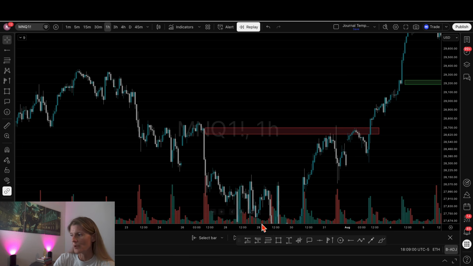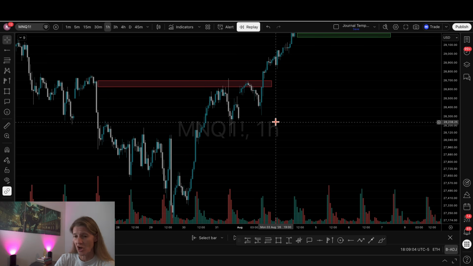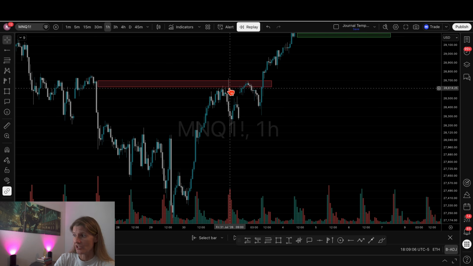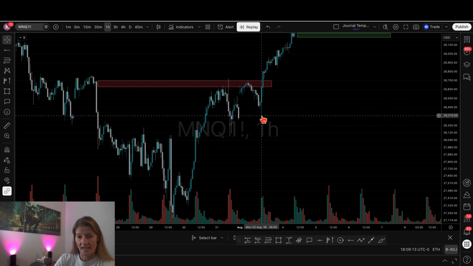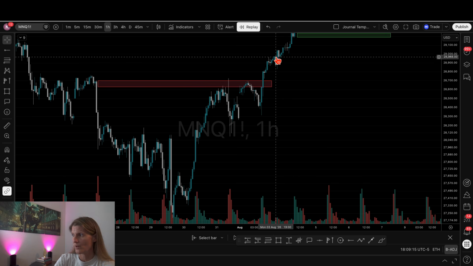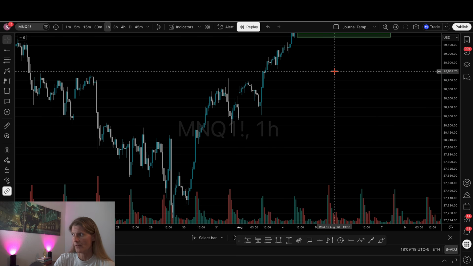And people always ask me, how long do you keep that level? I keep it as long as it's still valid. So here, it rejected it. I would have kept the level still. Here, it rejected again. I would have kept the level. Once it breaks through, that's when I remove that level. So now I can delete that one.